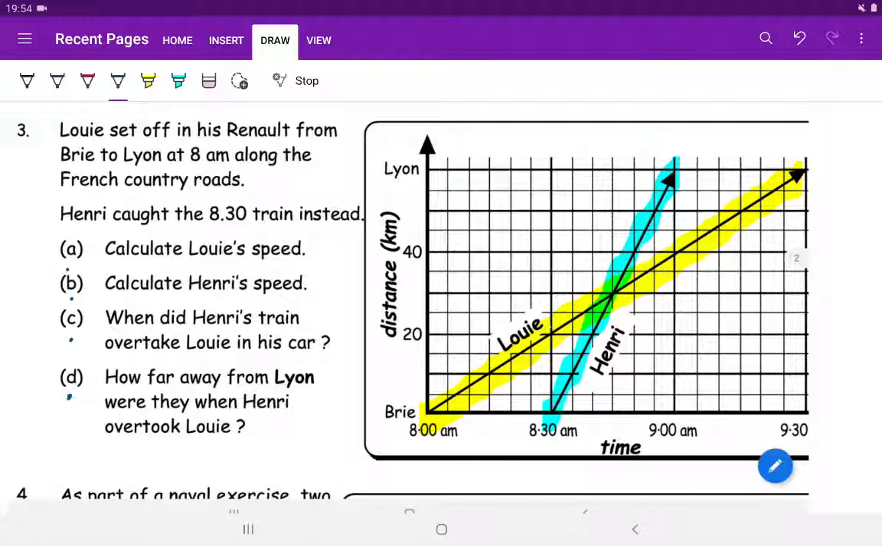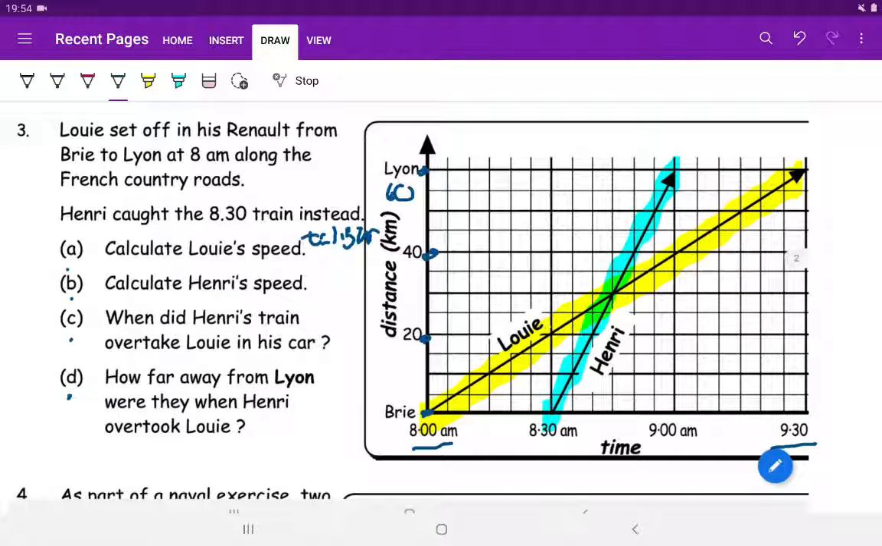So, Louis' speed first of all. Let's look at the time it took him. It took him an hour and a half to get to Lyon. So his time is 1.5 hours. An hour and a half, remember, 1.5. The distance, we've got 0, 20, 40, so that will be 60 kilometres away.